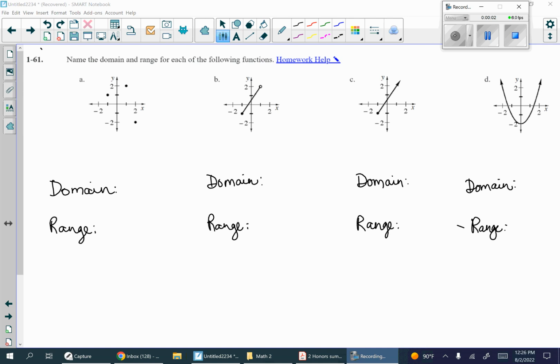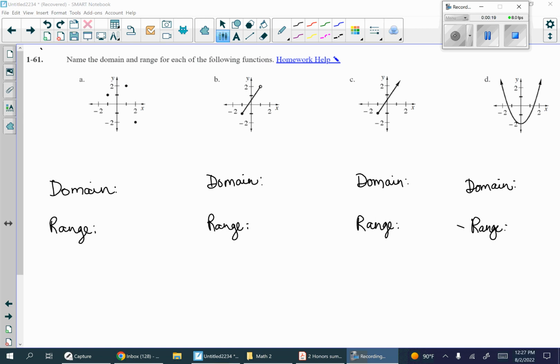CPM Math 3, Problem 1-61. We're being asked to find the domain and range for some very different functions. And part A is actually a discrete graph. And so that means that we need to express the domain as a list. It is not an inequality value.